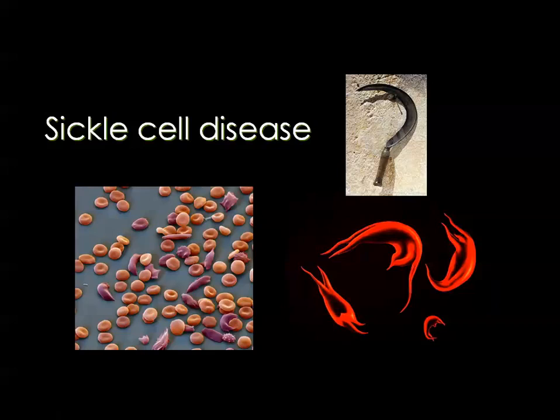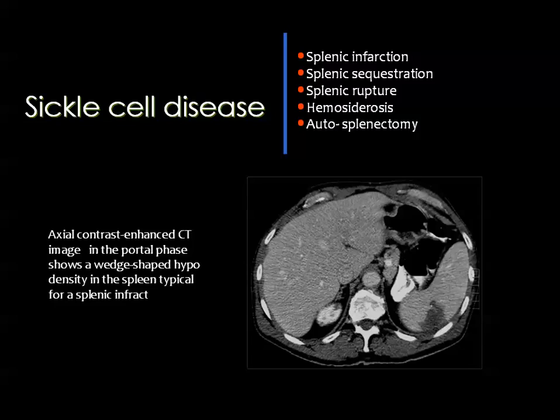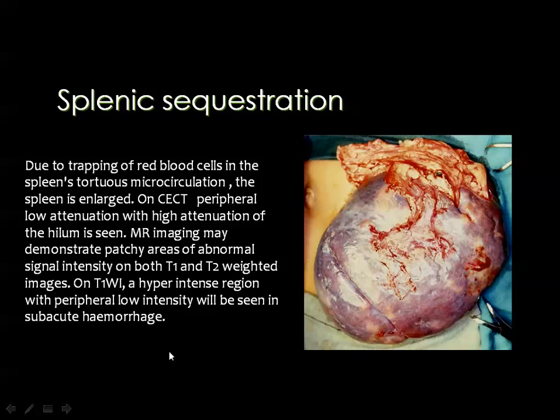Then the sickle cell disease has an intimate relation to the spleen, and there are too many complications that can affect the spleen in patients with sickle cell disease, including splenic infarction, splenic sequestration, rupture, hemosiderosis, and autosplenectomy. And the splenic infarction is similar to any infarction, and you see wedge shaped hypodensity with the base outside, apex inside, and reaching the capsule of the spleen.